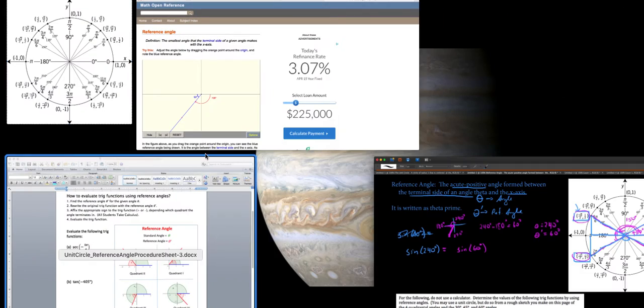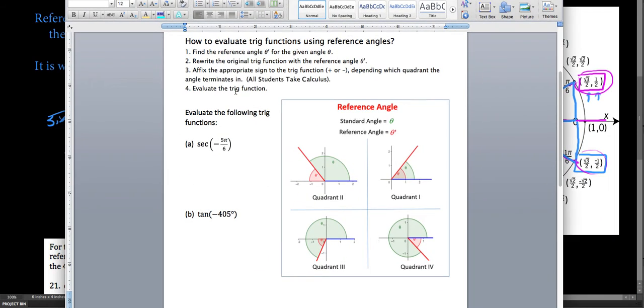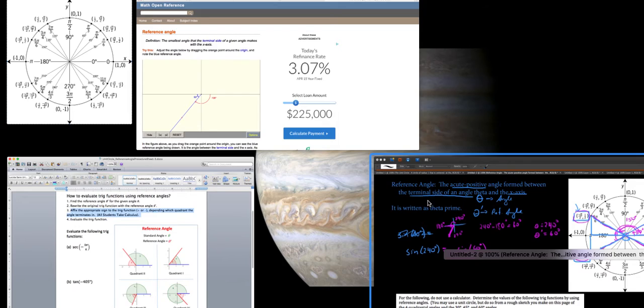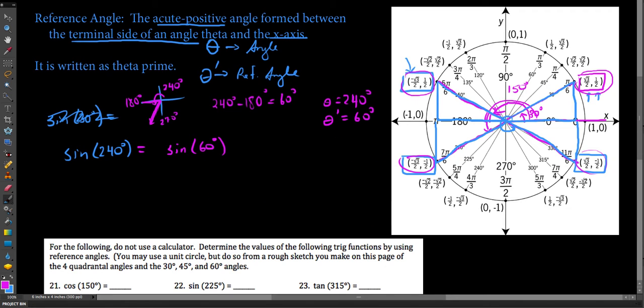So step 1 was to find our reference angle. Step 2 is to rewrite the original trig function using the reference angle theta prime. Step 3 is going to be to put in place, or affix, the appropriate sign to the trig function, so positive or negative, depending upon which quadrant the angle terminates in. So remembering our mnemonic, all students take calculus, recall that this helps us remember that the only thing that's positive in the second quadrant is our sine values. The only thing that's positive in our third quadrant are tangent values. The only thing positive in the fourth quadrant are cosine values. And all of them are positive in the first quadrant.